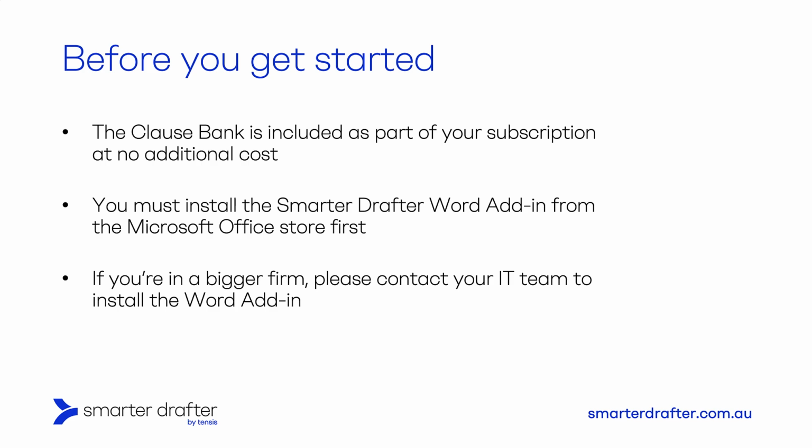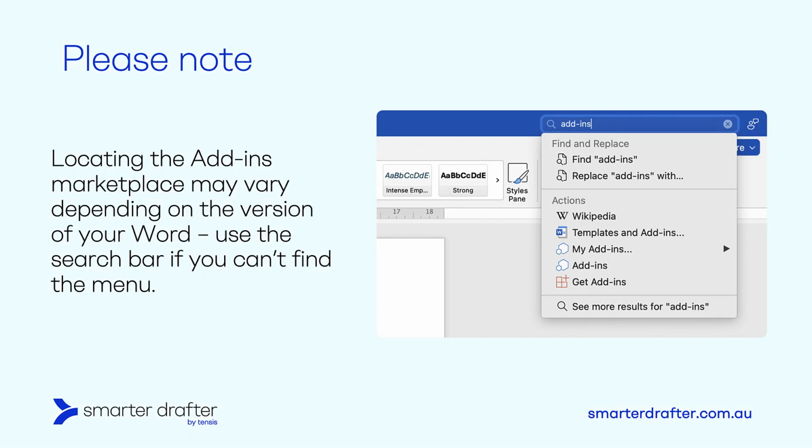If you're in a bigger firm, you'll need your IT team to add the Smarter Drafter add-in to your Microsoft account. For everyone else, you can install it yourself in just a few clicks. Depending on your version of Microsoft Word, the add-in menu might be in a different location. However, the installation process is the same. If you don't know where to look to find add-ins, just use the search bar.